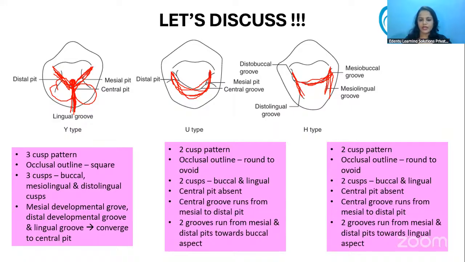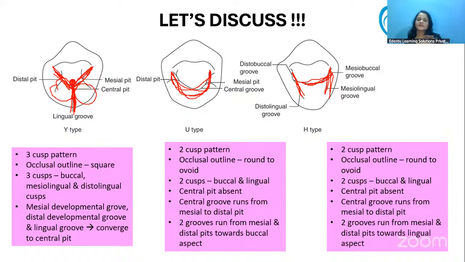In H type, what happens is that these two grooves, the distobuccal groove and the mesiobuccal groove, go towards the lingual surface also. Okay, they go towards the lingual surface and form a distolingual groove and a mesiolingual groove. So that's how this H pattern is getting formed.